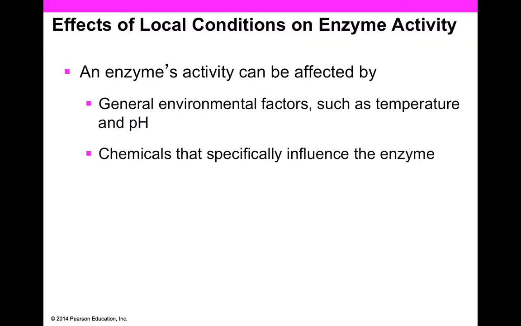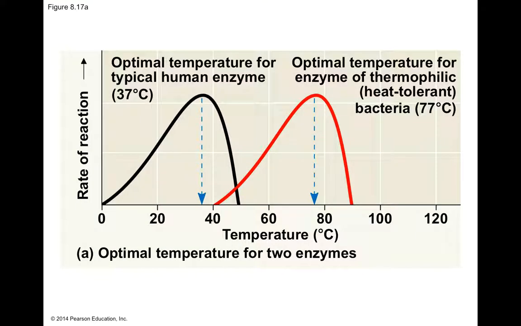Enzymes are pretty particular about the type of environment they like to work in. If the conditions are not to their liking, this can affect the rate of the reaction. Two of the biggest examples that you may remember in your honors biology class would be a change in temperature or a change in pH. Chemicals that specifically influence the enzyme will be discussed a little later in the video. Let's look at temperature first.